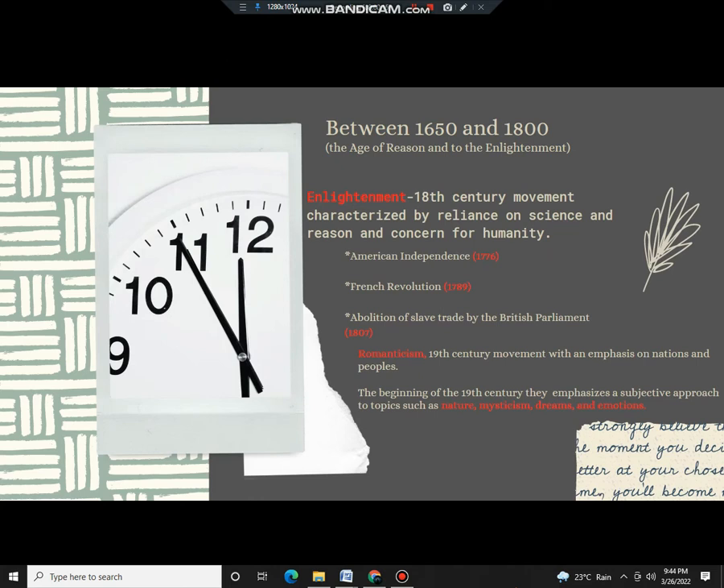And the Romanticism was a 19th century movement with an emphasis on nations and peoples that may also have stimulated those changes. And also, Romanticism is a philosophical and literary movement at the end of the 18th century and the beginning of the 19th century that emphasizes a subjective approach to topics such as nature, mysticism, dreams, and emotion. In many respects, it is a reaction to the rational ideas of the Enlightenment, even though it also builds on them.